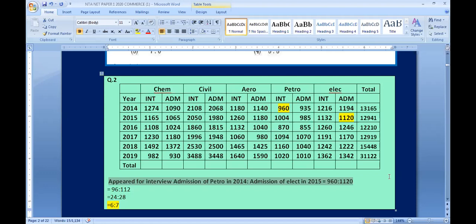That's the answer. See, ratio is the least value of the actual value. For example, I say there are 30 females and 70 males in the classroom. What is the ratio? 3:7. Got it? What is the ratio of female to male? 3:7. It is the least value of the actual. That's it.